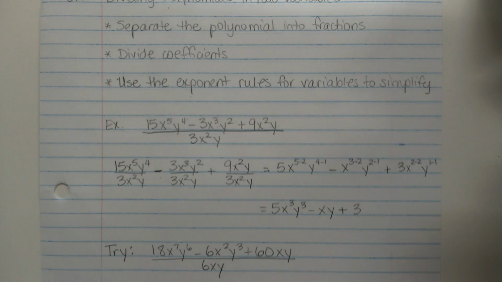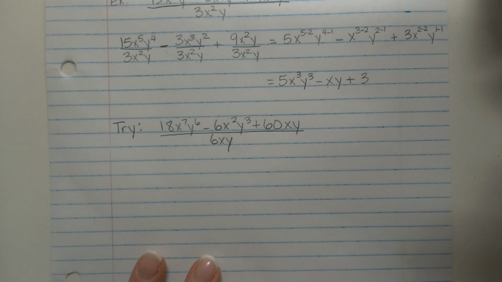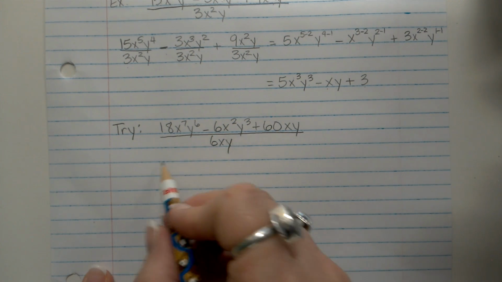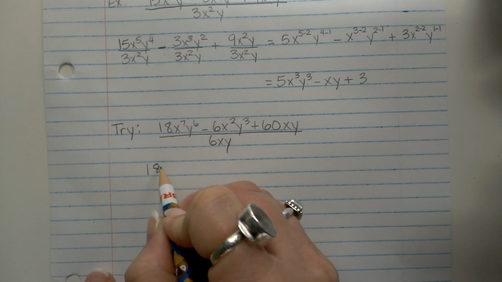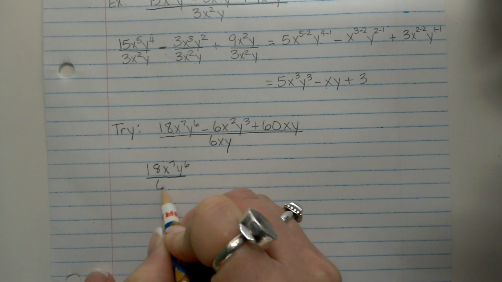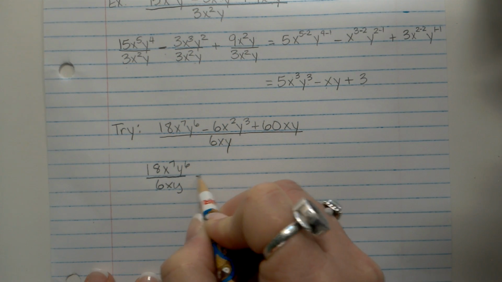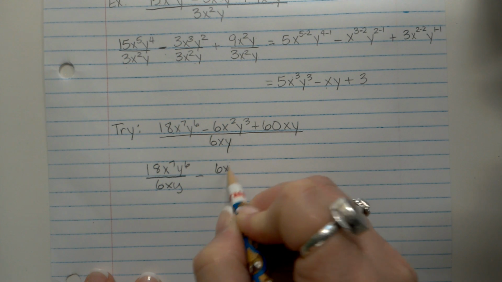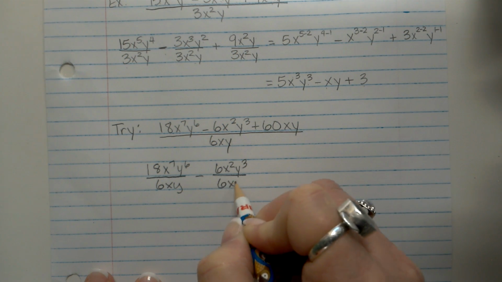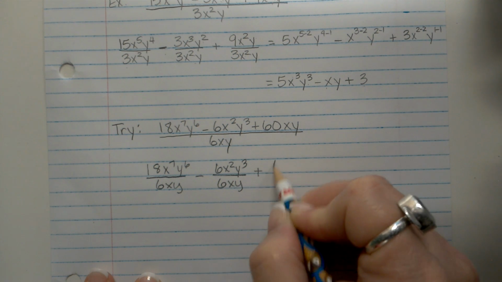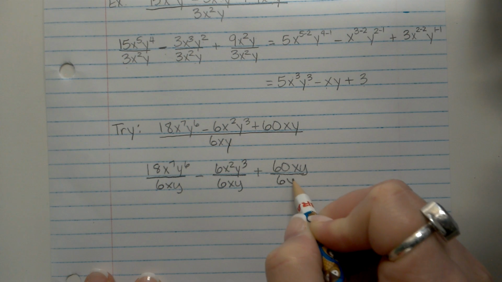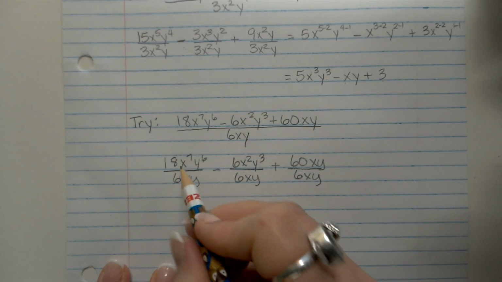All right. Try this. Okay, let's look at it. 18x to the 7th y 6 over 6xy. And then 6x squared y cubed over 6xy. And 60xy over 6xy. So we want to simplify each term.